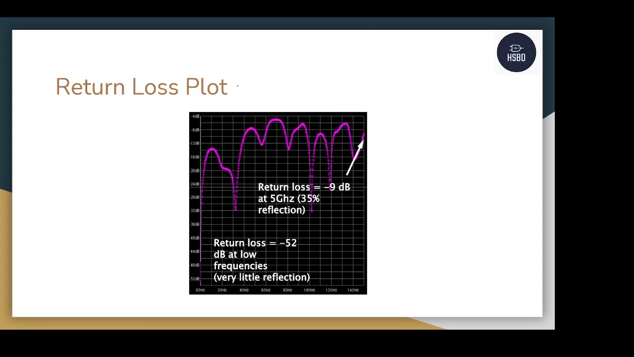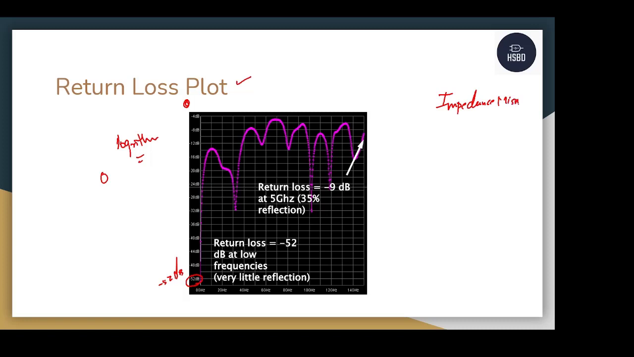Let us see the return loss plot here. As I told you, this is a logarithmic plot, not a linear plot, sorry. The logarithmic plot starts from 0 dB, somewhere here, and goes down to minus 52 dB. So the return loss is minus 52 dB at low frequencies. As you can see here, at 0 gigahertz the value of return loss is minus 52 dB.